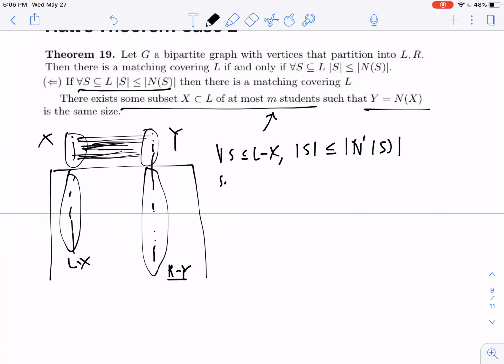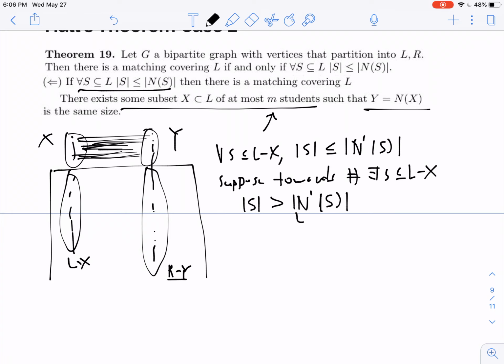Well, we'll suppose towards contradiction that this is not true. What does it mean for this to be not true? It means that there exists some subset S of the students in L minus X such that those students prefer strictly fewer tutors in N prime of S. And here, let's denote N prime of S by S prime. So we have some group of students S and some group of tutors S prime, and the students in S prefer the tutors in S prime.